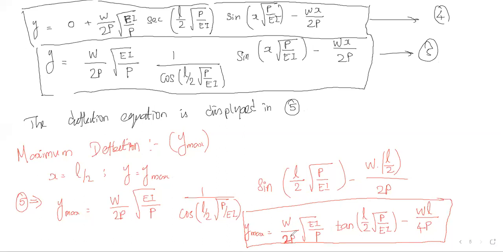So Y max is equal to W divided by 2P into root under EA by P into tan L by 2 into root under P by EA, minus WL by 4P. So this is the equation we are going to use to get the Y max value, that is maximum deflection value.